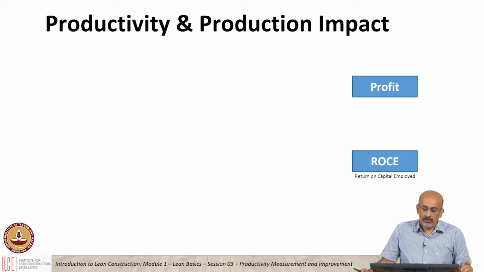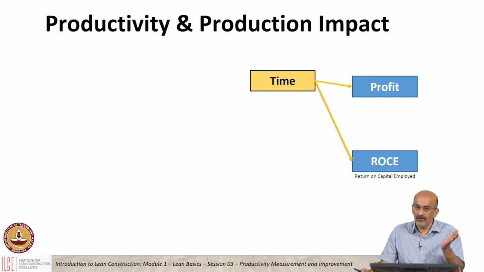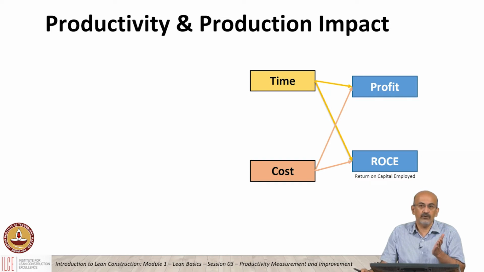Now, what we are going to do is to look at how productivity and production have an impact. So ultimately, we are interested in profit. We are definitely interested in return on capital employed on a project. Okay, as we go back, what is the influence of time and cost on this? From a schedule point of view, both get impacted. From a cost point of view also, both get impacted.